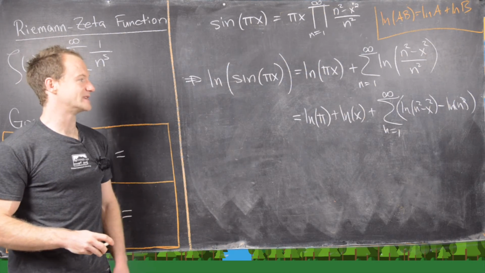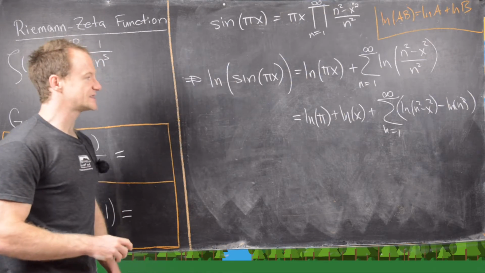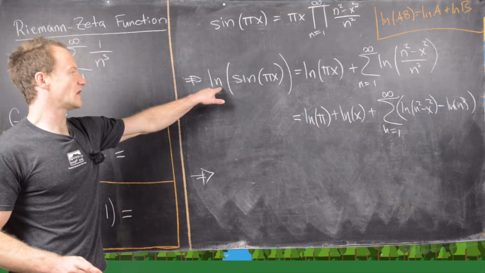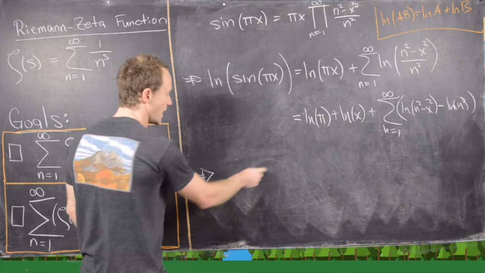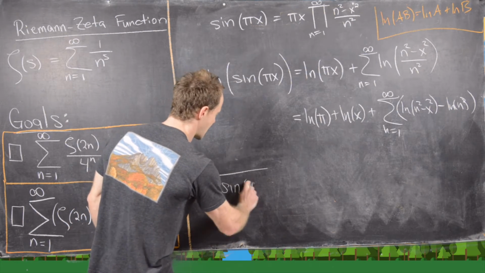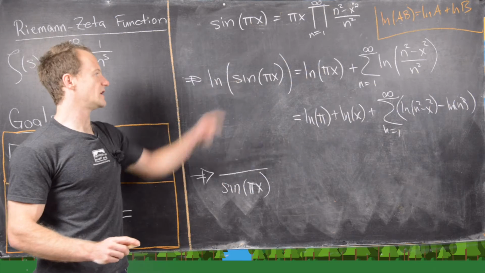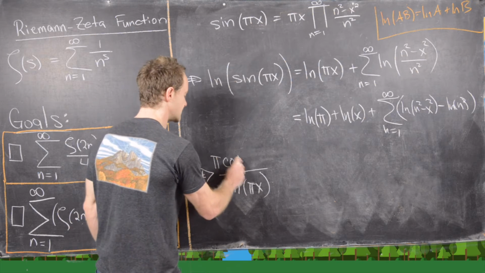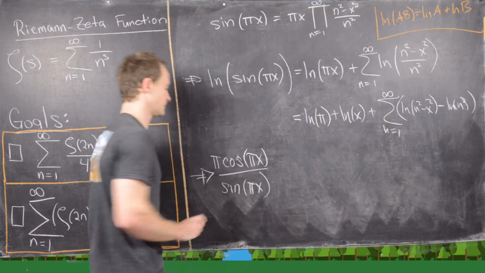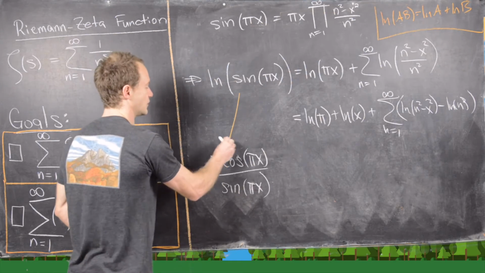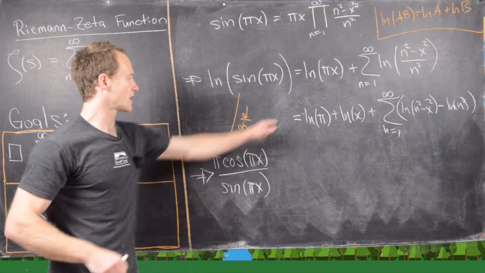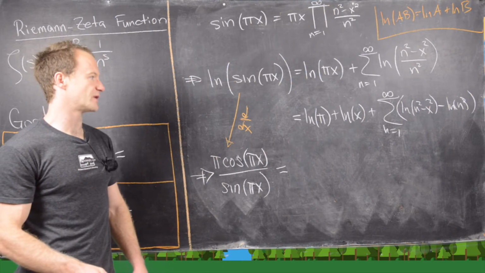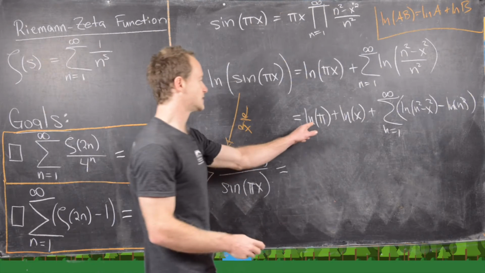Now the next thing that I want to do is take the derivative of both sides. So let's see what we get. Using the chain rule over here, we get 1 over sine of pi x, and then the derivative of sine of pi x, which is pi times cosine of pi x. That's what we get from taking the derivative right here. And now we're going to take the derivative of the right-hand side as well. Since we've done these simplifications with the natural log, this is actually not too bad. So that is a constant.